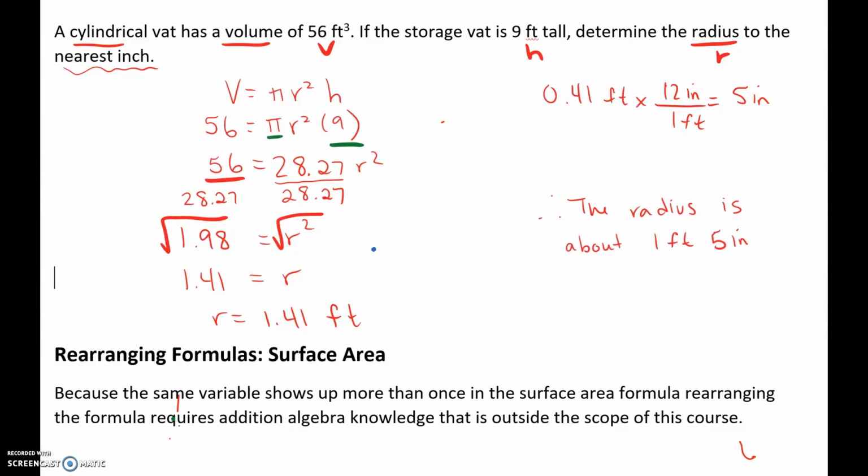We can easily rearrange the volume formulas because they rely on multiplication. We will not do any questions where we rearrange the surface area formulas. The reason why is because variables show up in multiple locations. This requires more algebra knowledge than we have right now, and it's outside the scope of this course, so you will not be asked to rearrange any surface area formulas.